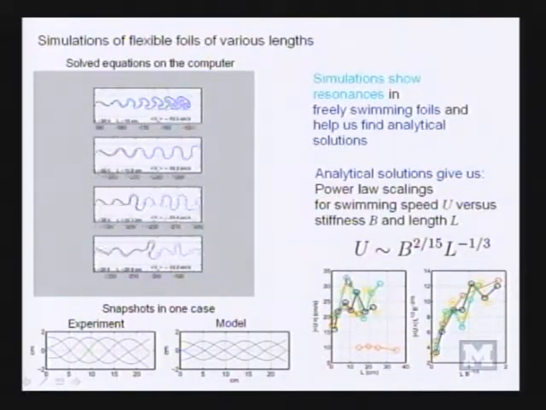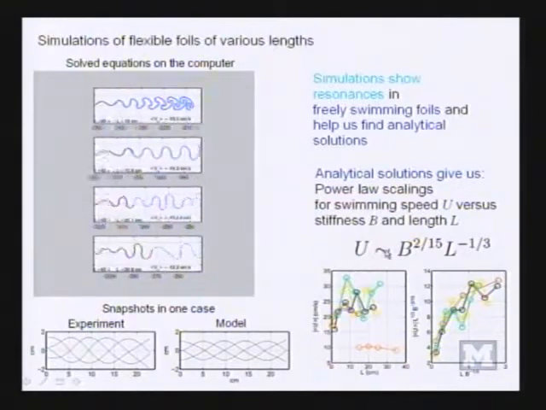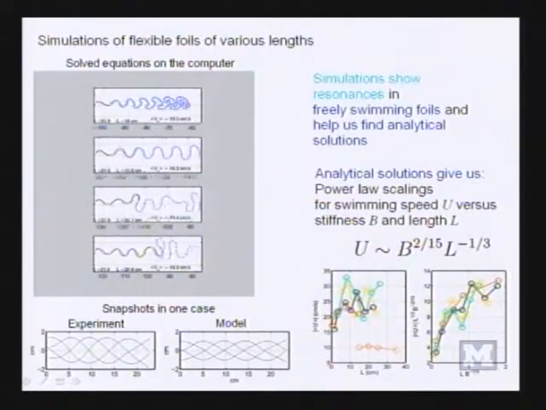The peaks correspond to these resonances. And so what I do is I take this velocity, and I divide it by the stiffness to the 2/15 and the length to the -1/3, and then it makes this data line up nicely, as shown here.